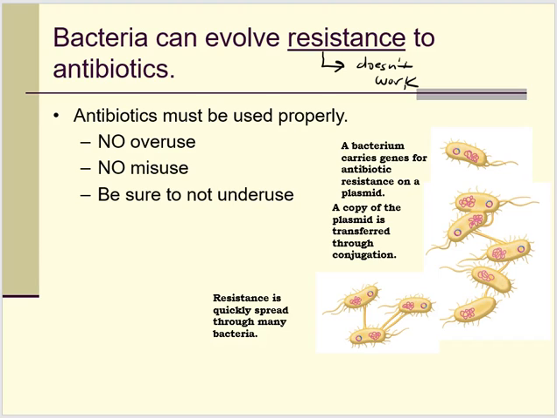All right? Remember we talked about coevolution, where two things evolve together? You think of the same thing, antibiotics and bacteria. They evolve together because as the bacteria evolves with the antibiotic, we have to change the antibiotic to meet the change of the bacteria. Okay? Antibiotics must be used properly. This is a funny one. All right? And I'm going to show you.